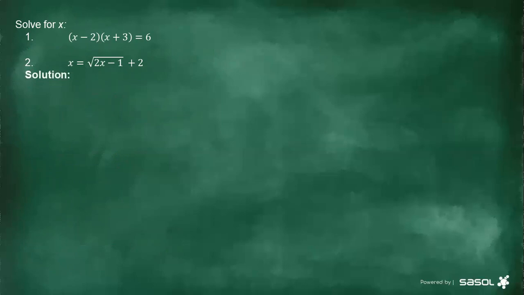Solve for x again. On the left hand side, we can see we have two binomials equals to 6. If it was equals to 0, then we'd just solve for x and say x equals to 2 or x equals to negative 3. But now there's a number on the right hand side, I mean 6. So we need to reopen the bracket and then bring that positive 6 to the right hand side.